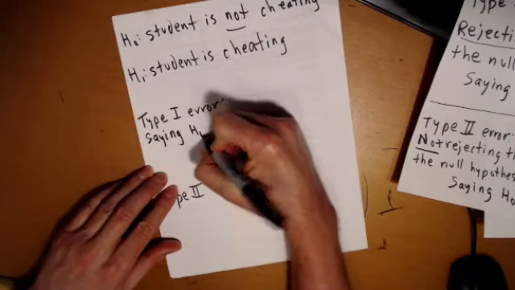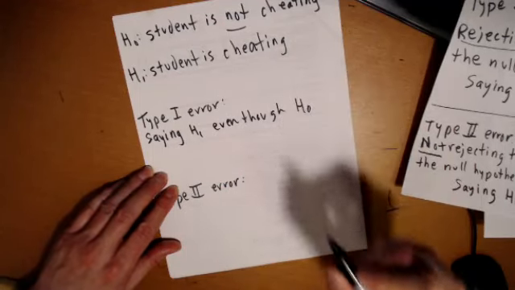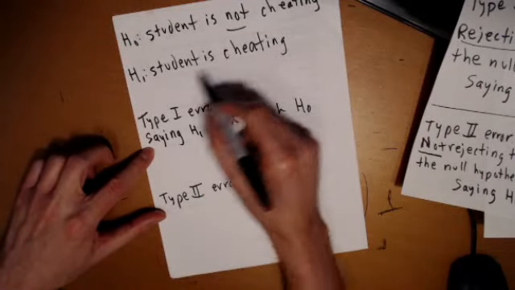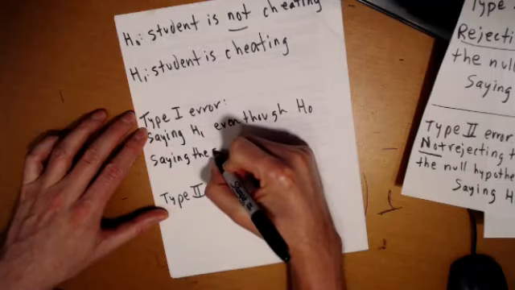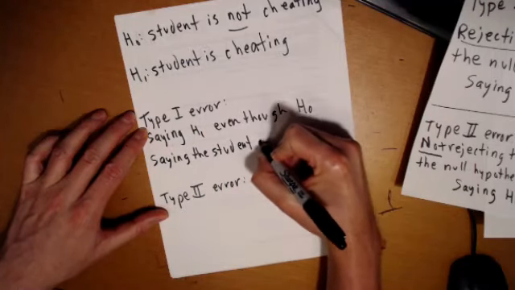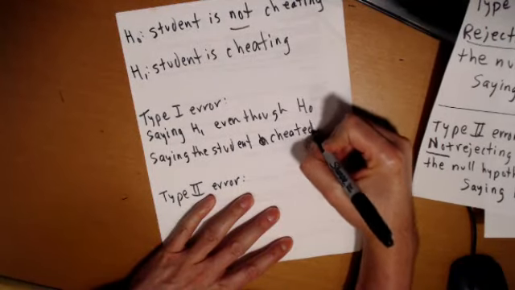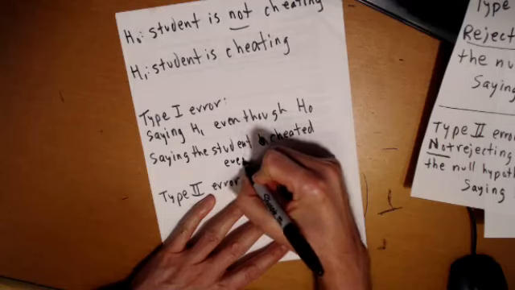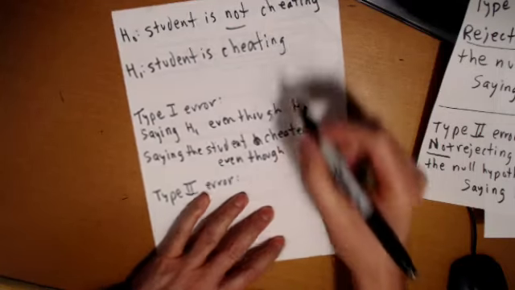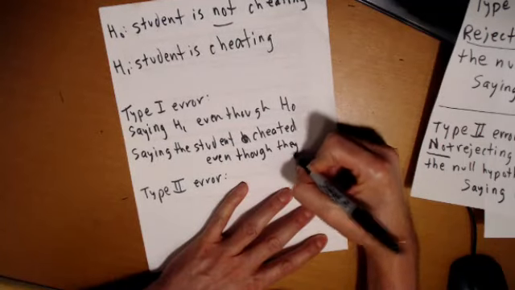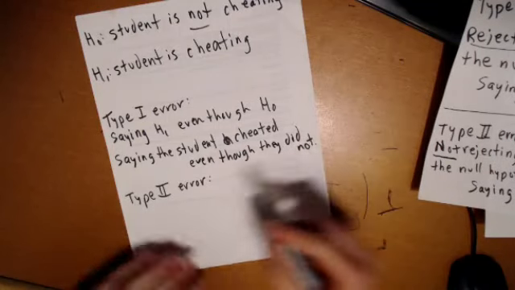Saying H1 even though H0. So we're saying H1, saying the student cheated, even though they did not cheat. Okay.